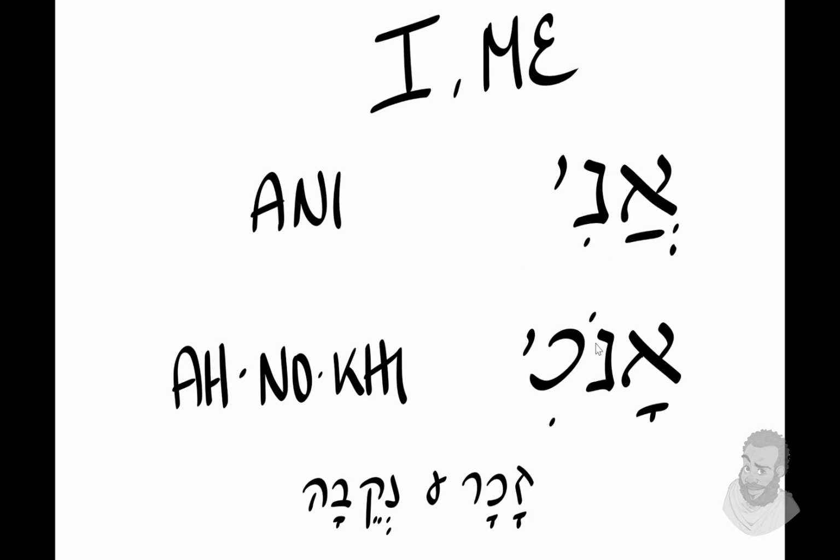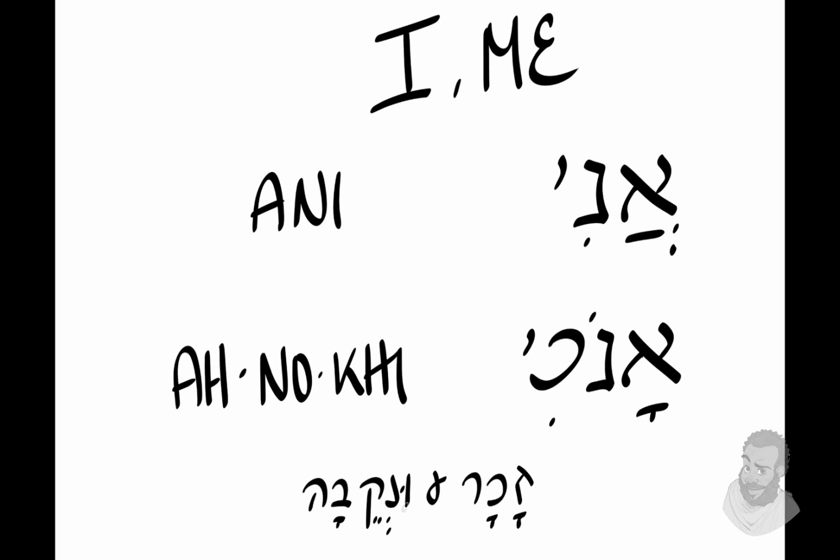Ani. Very short. Next we have anochi. Anochi. Ani. Anochi. Both male and female. Zachar unkeva. That's how we say it. Zachar unkeva, as in male.